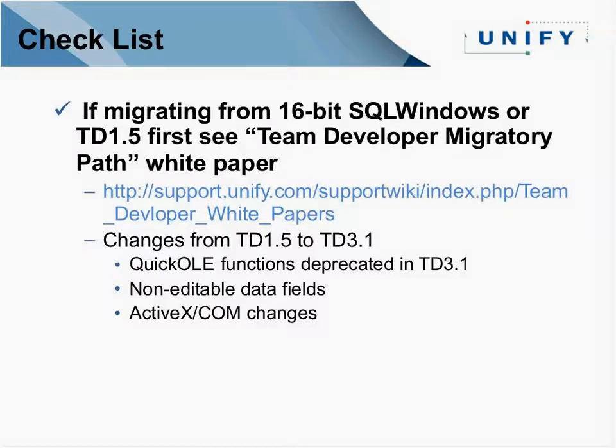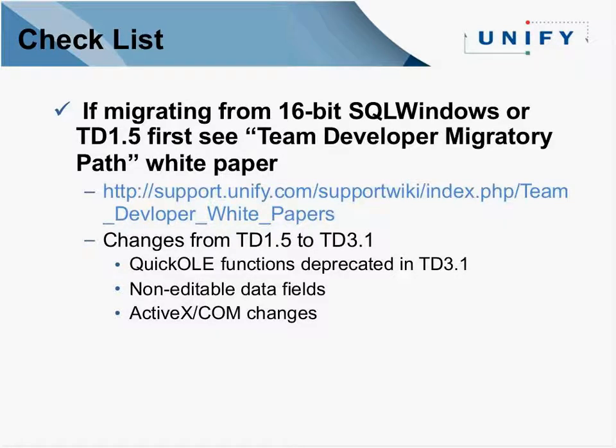For instance, when we changed from Team Developer 1.5 to 3.1, at the time Gupta, we made lots of changes in the application outline, in Team Developer outline. We also deprecated some functions and added new features. So, for instance, quick OLAP functions were deprecated in Team Developer 3.1. So, if you're coming from a version previous to 3.1, it's really important that you understand those functions and how to replace them. So when you go to Team Developer 5.2, you're ready for your migration.